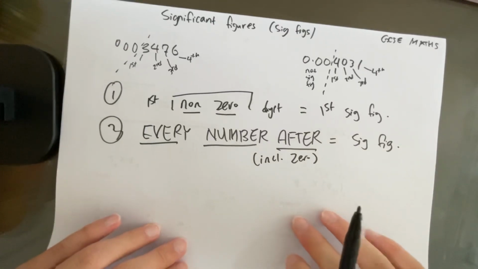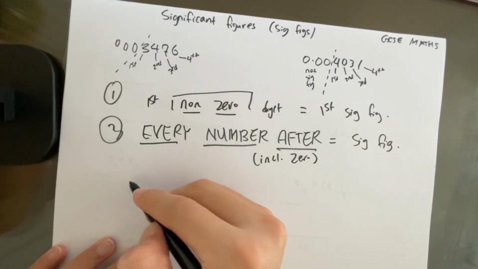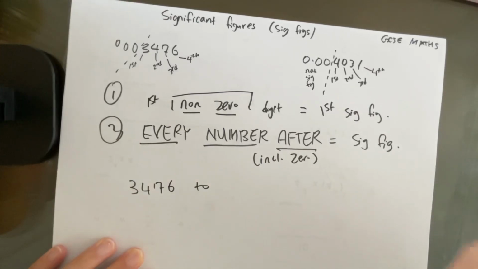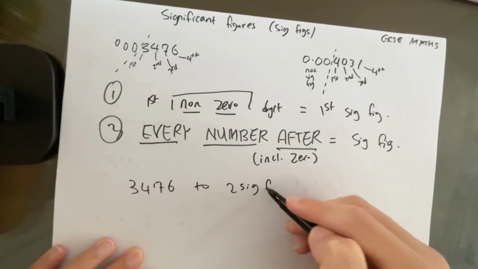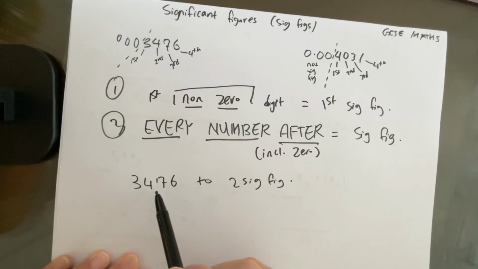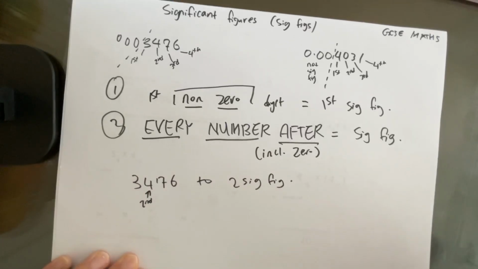Okay, let's try to explain this using some examples. We'll use both these numbers that we have over here. So round the number 3,476 to, let's do 2 significant figures. 2 sig fig. Okay. We know that this is the second significant figure, right? Because the first one is the first non-zero digit, and every number after it is a significant figure. So this is going to be the second significant figure. So we know it's going to have something to do with this because we're rounding it to 2 significant figures. So it means we're keeping 2 of the significant figures and we're getting rid of all the rest.